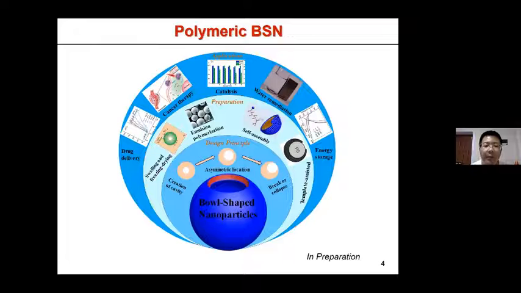Actually, there are mainly four methods to prepare bowl-shaped nanoparticles, that are swelling and freeze drying of polymeric nanoparticles, emulsion polymerization, and the self-assembly of amphiphilic polymers, as well as the template-assisted method. As well, the bowl-shaped nanoparticles have shown potential applications in drug delivery, cancer therapy, catalysis, water remediation, and energy storage.